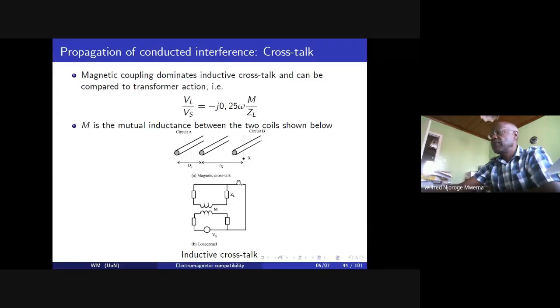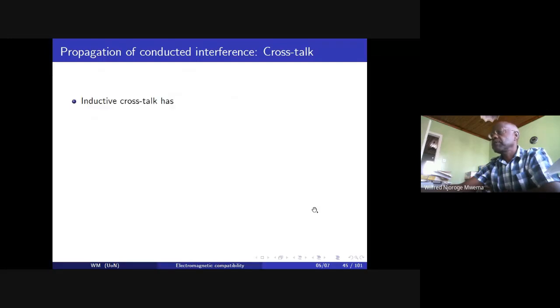And therefore magnetic crosstalk, of course, would be like that. That is where we have a source driving one of the circuits, and then the mutual inductance, that is the magnetic fields around these lines coupling, will give us a mutual inductance there. And this is a conceptual view of this particular circuit.